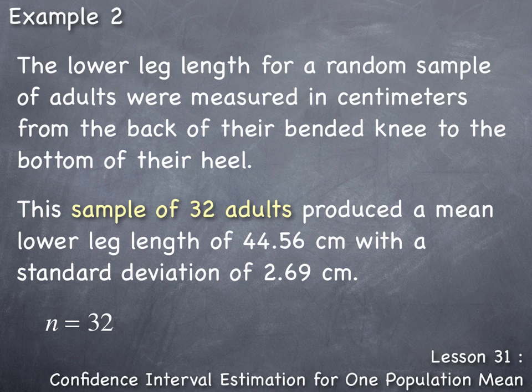And when we're told that this sample produced a mean lower leg length of 44.56 centimeters, we're given that the sample mean x bar equals 44.56. And we're told that this sample produced a standard deviation of 2.69 centimeters, so the sample standard deviation, S sub x, equals 2.69. Thus, we have the given sample statistics.